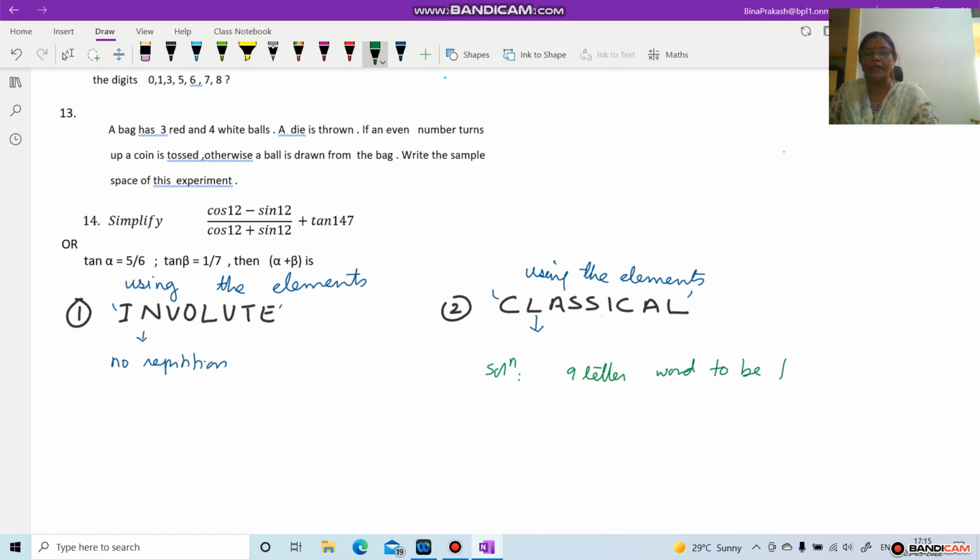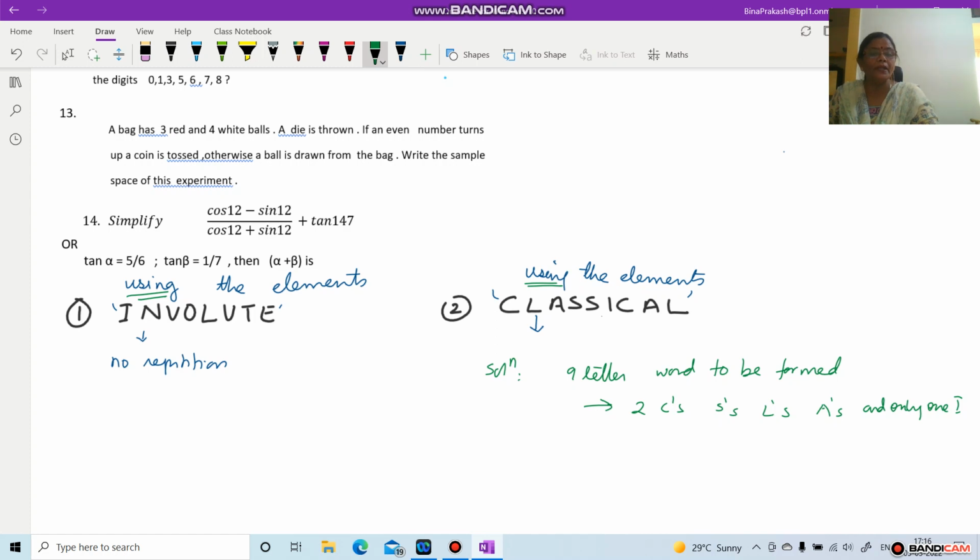Now, how will you form that 9 letter word? That 9 letter word will have two C's, two S's, two L's, and two A's, and only one I. There will be only one I. So here we have repetition. But what is repeated? It is whatever is given. We are repeating C twice because it is already there in it. To make this part clear, using the elements.